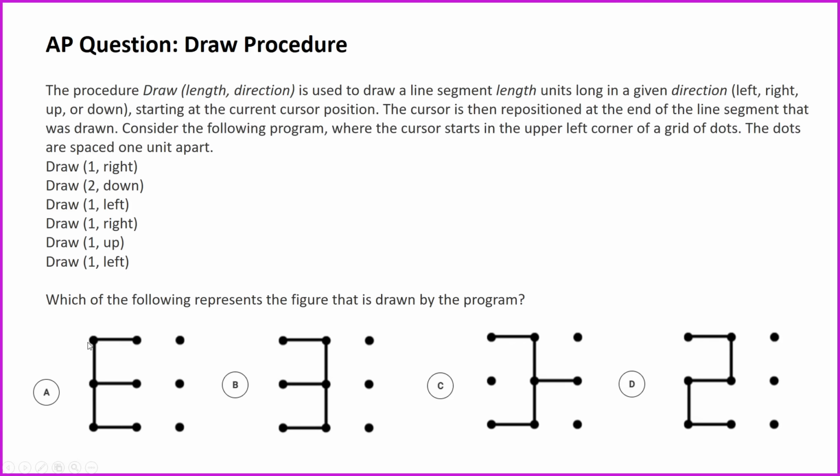Draw two down. So now that we're here, draw two down. 1, 2. So this one doesn't work. No line there. This one works. That one works. That one doesn't work. So now we've got a 50-50. Draw one left. Okay, so draw one left. We're here. Okay, we're there. Good. Draw one right. Okay, back again. Draw one up. Draw one left. All right, so it seems like we're with B.